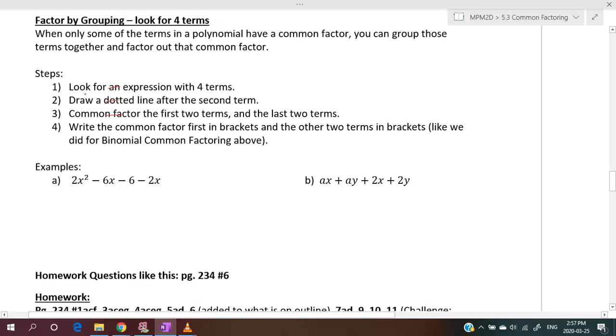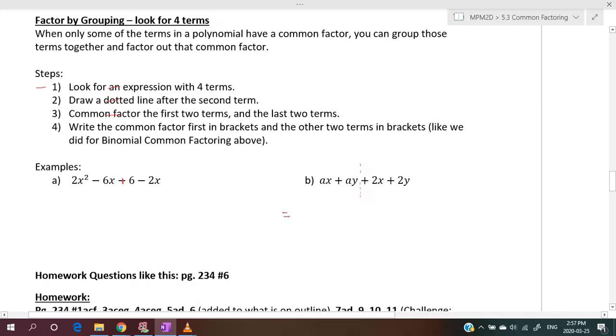So what we're going to do is follow these set of steps. First thing is we're looking for four terms, which we have. And then we're going to draw a dotted line after the second term. You know what? I'm actually going to get us to do the second question first. So let's follow the directions. We have four terms, perfect. And we're going to draw a dotted line after the second term.